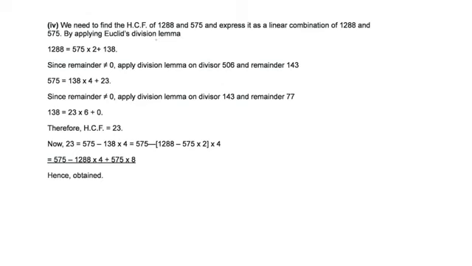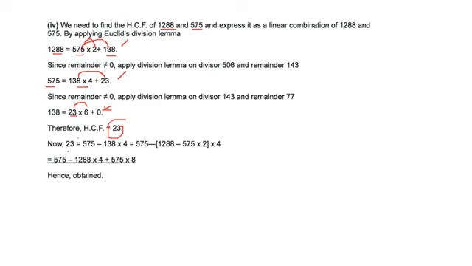Let me take this example so that we complete this. So 1288 and 575. 1288 has to be written in terms of 575, so 575 into 2 plus 138. Remainder is not 0. Euclid's lemma will apply with 575 and 138. 575 can be written as 138 into 4 plus 23. Again, remainder is not 0, so we take 138 and 23. 138 can be written as 23 into 6 and we get 0. So 23 is the HCF.